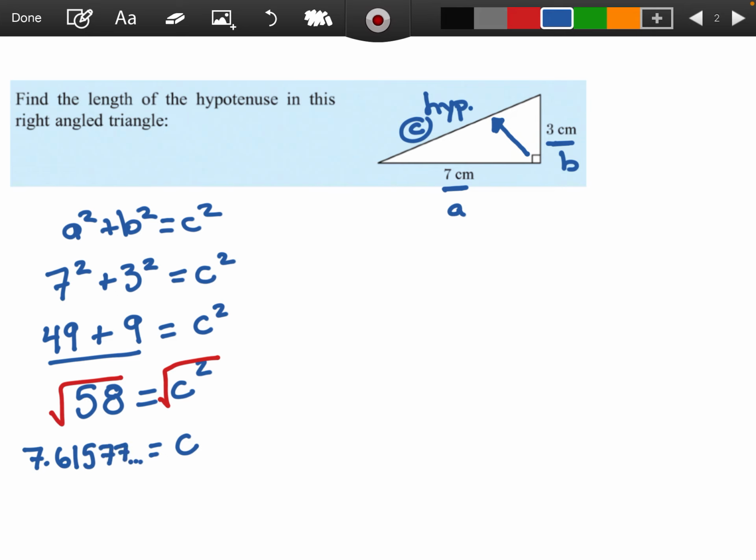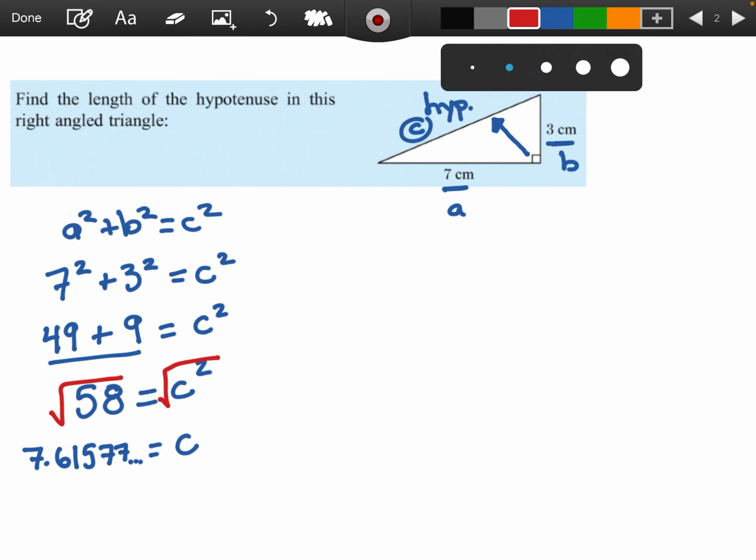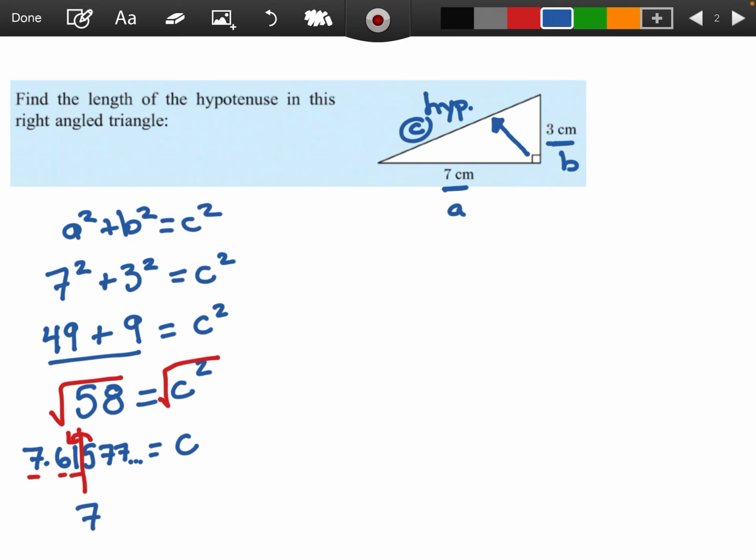So traditionally, unless the question asks you otherwise, you're going to want to round your final answer to 3 significant figures. So let's review that. So first, non-zero digit is where we start counting. So 7 is my first significant figure, 6 is my second, 1 is my third, and then after that, I'm going to cut and round appropriately. So that 5 on the other side of the line that I've drawn will bump up that 1. So my final answer will be 7.62 is approximately equal to c.